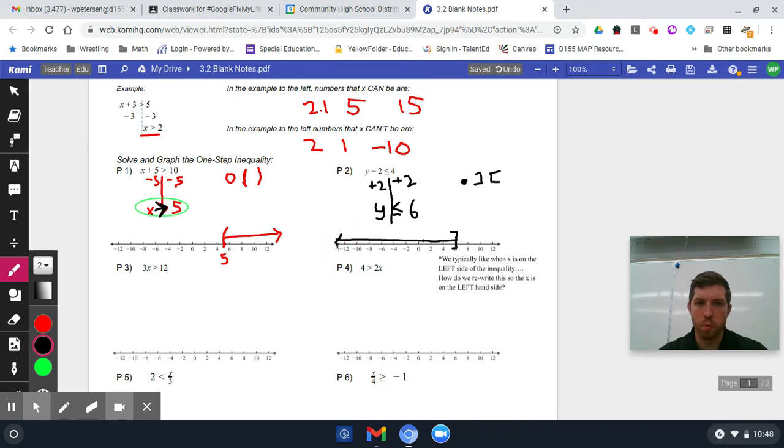All right. Again, you can always put a number in there to test it. Does 0 work? Yeah. Does 8 work? No. Okay.